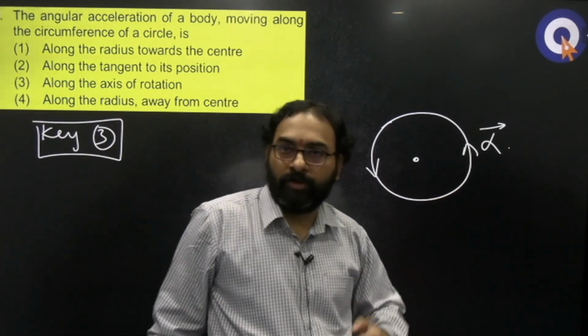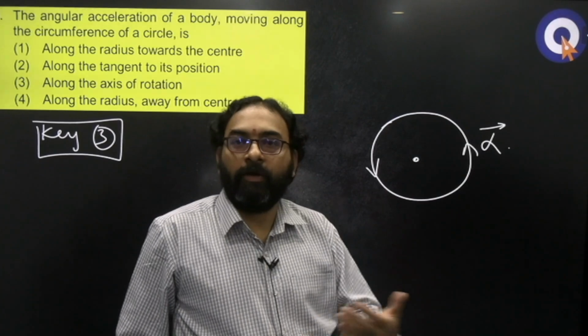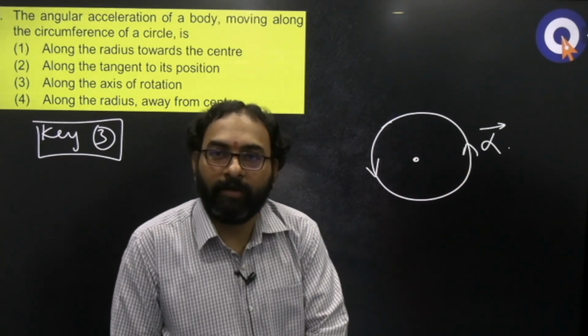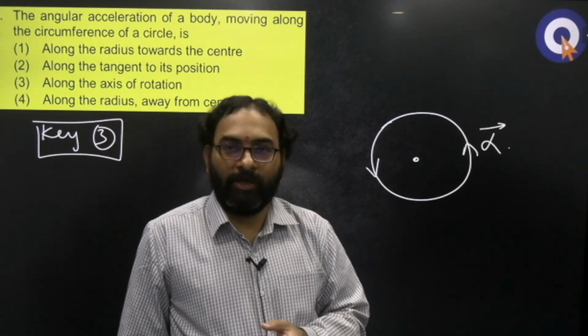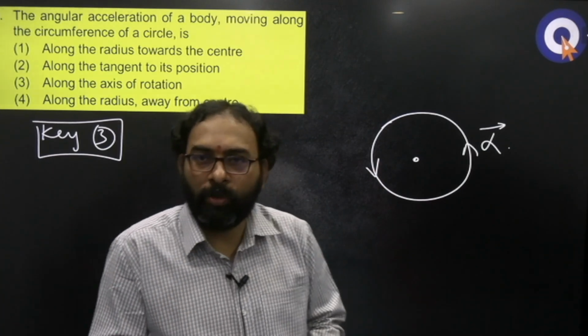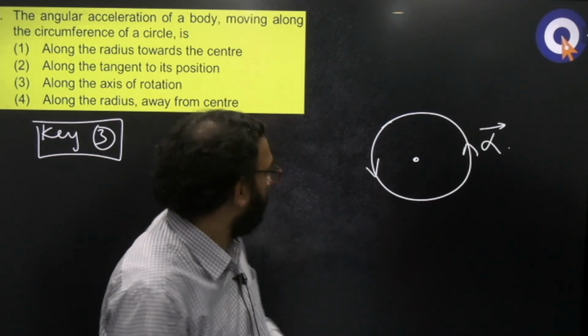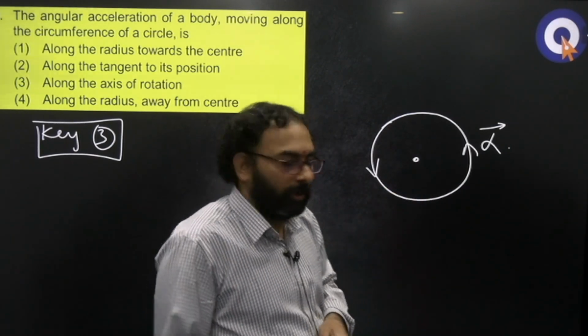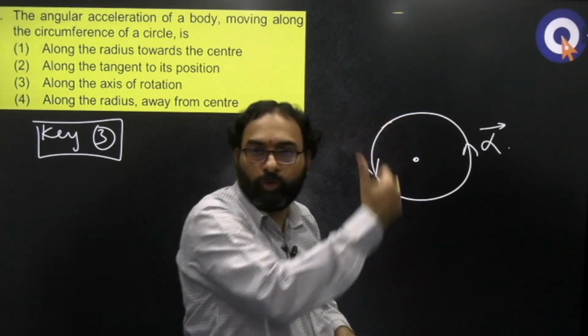Alpha angular acceleration, omega angular velocity, such rotational quantities come under vectors called axial vectors, where the direction is shown along the axis of rotation. Along the axis of rotation the particle doesn't move, but still we show the direction to be along the axis of rotation.